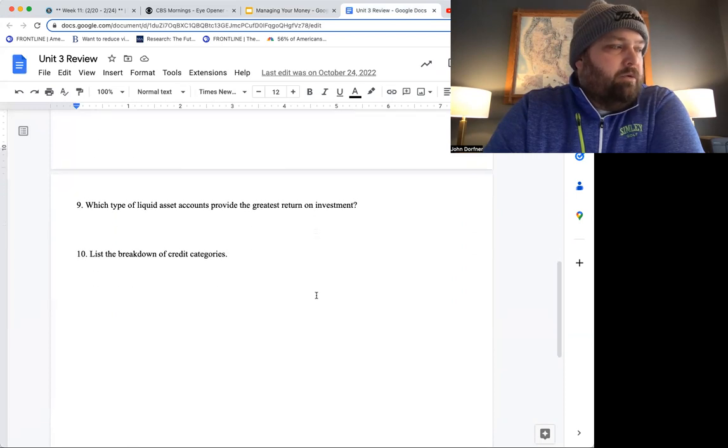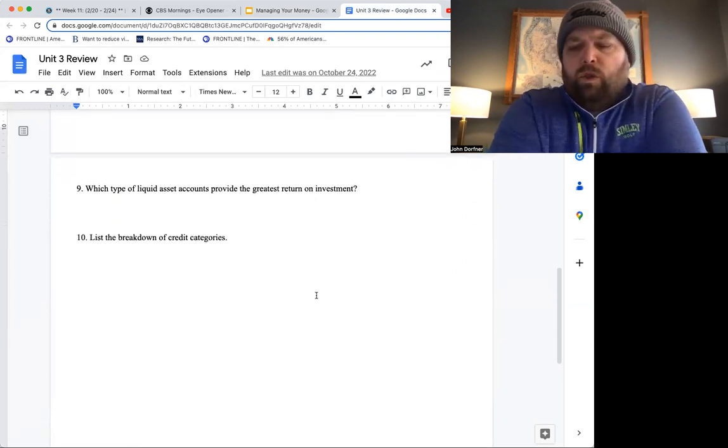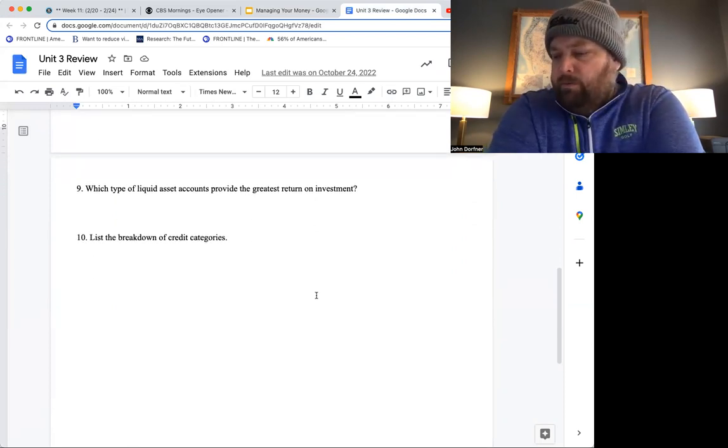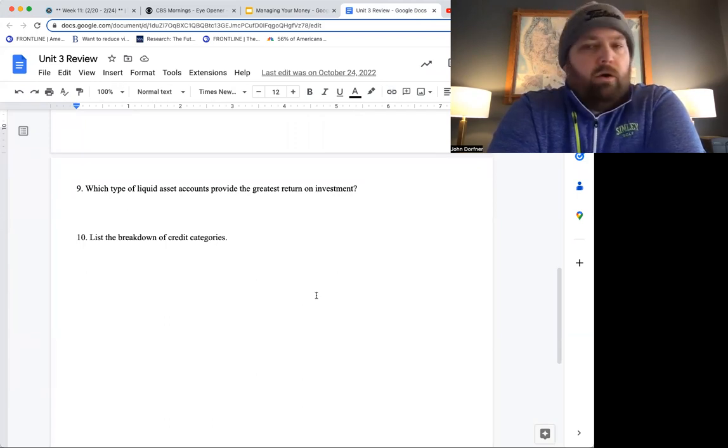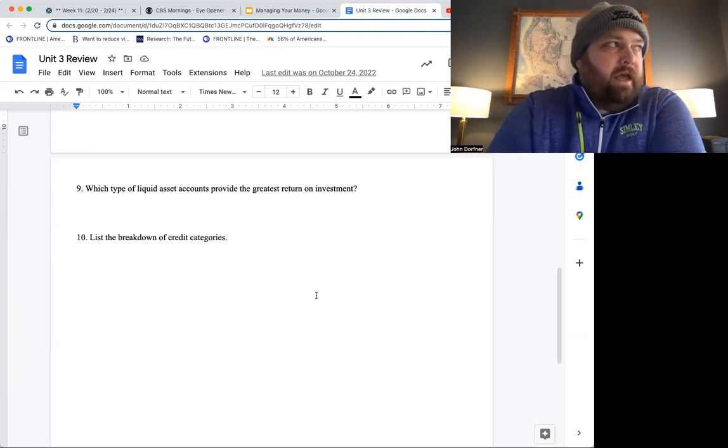And then finally, list the breakdown of credit categories. I could have answered this a couple of different ways, and that was the point of the question. You could talk about open and revolving lines of credit. You could talk about consumer loans. You could talk about other specified loans, if you went into further detail, right? Auto loans, mortgages, student loans, things of that nature.